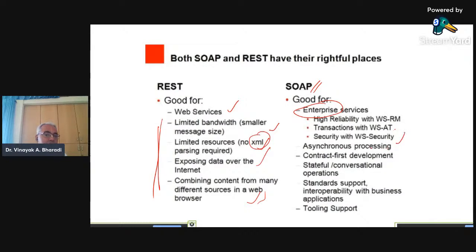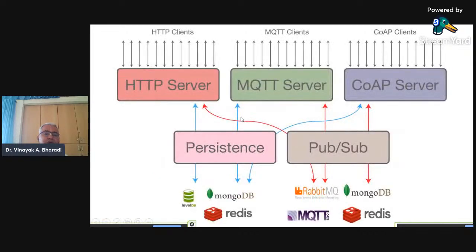Asynchronous processing, REST is also synchronous. Then contract-first development, stateful and conversation APIs. These are enterprise application support and tooling support. So they have that with SOAP, and both of them are for distributed applications. What you can say about development here.